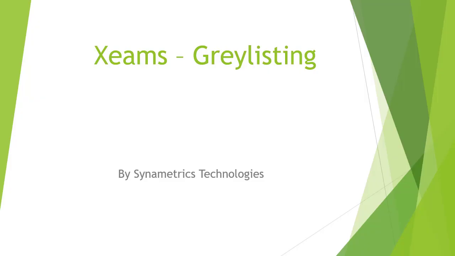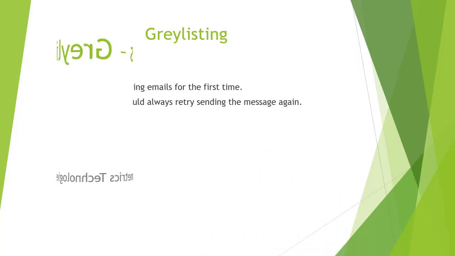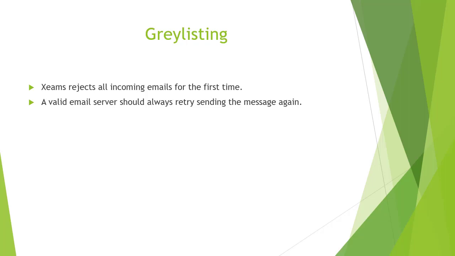In this video, I'll explain what graylisting is in Xeams. Graylisting is one method of fighting against spam messages. If this option is enabled, Xeams will reject every incoming message the first time an email is encountered from a particular IP address. A valid email server should always try to resend the rejected message.